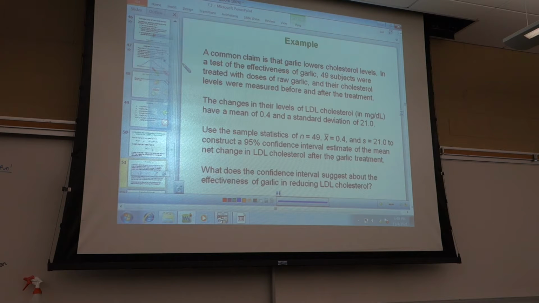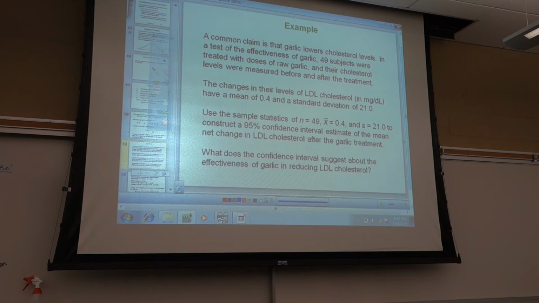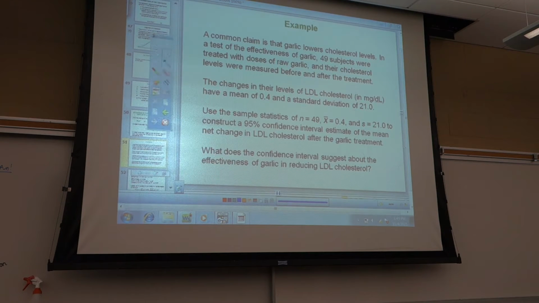Thanks, Ryan. A common claim is that garlic lowers cholesterol levels. In a test of the effectiveness of garlic, 49 subjects were treated with doses of raw garlic, and their cholesterol levels were measured before and after the treatment. The changes in their levels of LDL cholesterol in milligrams per deciliter, and don't worry about that, have a mean of 0.4 and a standard deviation of 21.0 points. Use the sample statistics of n equals 49, mean is 0.4 and s equals 21 to construct a 95% confidence interval estimate of the mean net change in LDL cholesterol after the garlic treatment. Perfect. That's good. Awesome. Thank you.